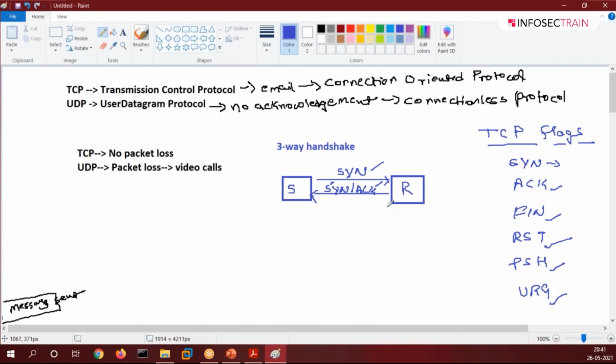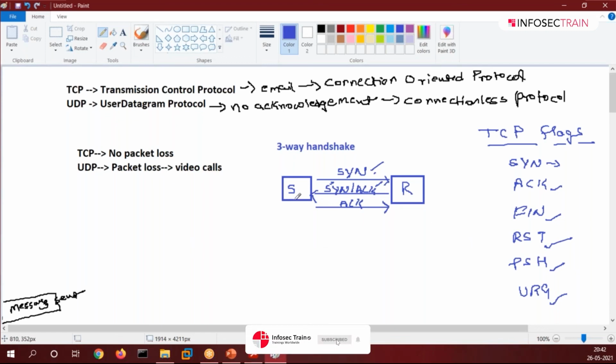Then what will happen? Your sender will again send an acknowledgement flag, right? The synchronization flag sent by your receiver will be acknowledged by your sender. So that's how your three-way handshake works, right? So your SYN flag, SYN ACK flag, and acknowledgement flag. After doing the three-way handshake only, you can send the data, right?